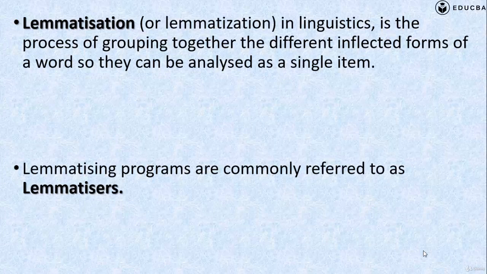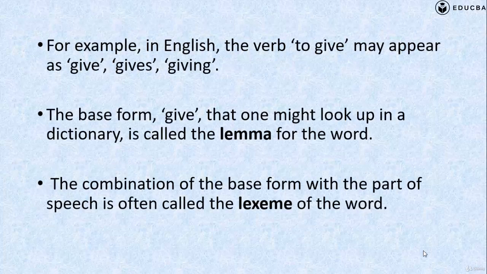I will explain this using an example. It means we are grouping together different words in a single item, and those programs which are used for that process are known as lemmatizers, just like stemmers. For example, in English the verb to give may appear as give, gives, giving. There are three different forms of the verb to give. The base form will be give, and that one might look up in a dictionary. You can see in the dictionary only the word give, and that will be known as the lemma for the word. So lemmatization means you have to derive the lemma from the word.